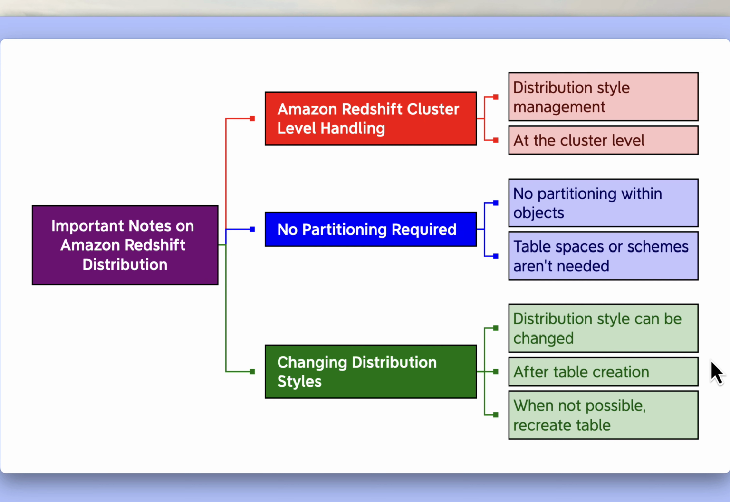Important notes on Amazon Redshift distribution. 1. Amazon Redshift cluster level handling. After specifying a distribution style, Amazon Redshift manages data distribution at the cluster level. 2. No partitioning required. There's no need for partitioning within database objects. Table spaces or partitioning schemes for tables aren't needed. 3. Changing distribution styles. In some scenarios, distribution style can be changed after table creation. When not possible, the table must be recreated and populated with a deep copy.